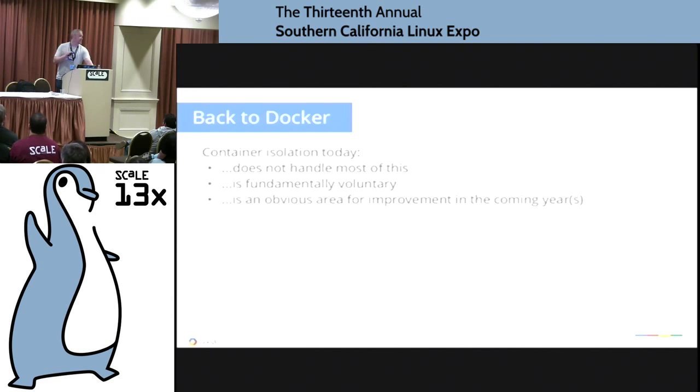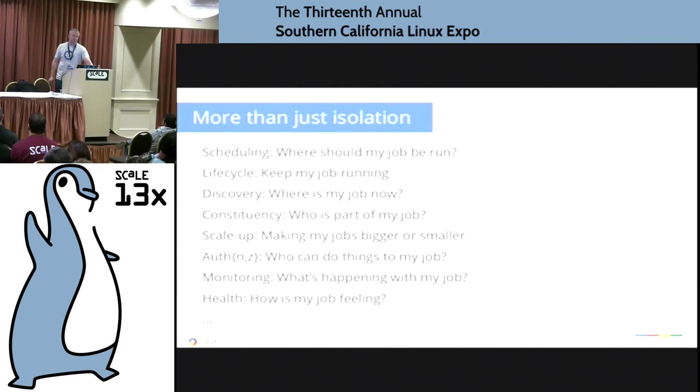I think this is a place where the ecosystem of Docker and containers is going to start to feel the pain. We're already seeing this. People are asking, how do I make sure that this job doesn't affect that job? But there's a whole lot more to containers than isolation. I've talked for 20-plus minutes on isolation, so let's talk about other stuff.